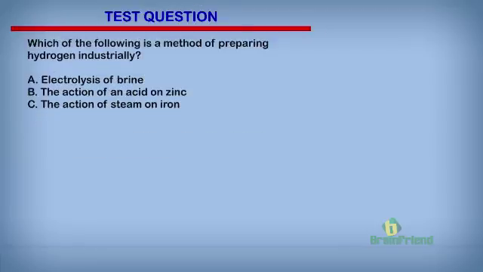Which of the following is a method of preparing hydrogen industrially? A, electrolysis of brine. B, the action of an acid on zinc. C, the action of steam on iron. Well, if your answer was A, you're correct. Remember that we mentioned that one of the ways hydrogen is prepared industrially is by the electrolysis of brine.